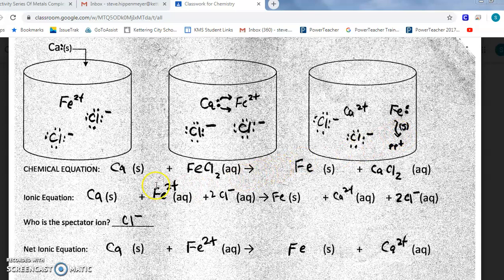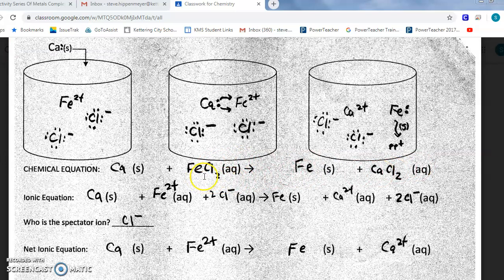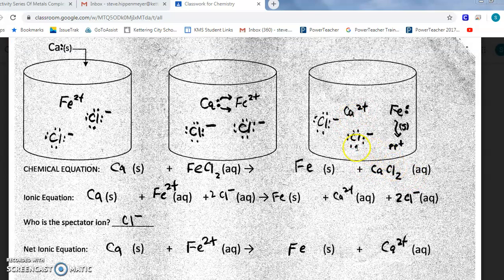So our chemical equation then shows that for every 1 calcium atom, it will react with 1 formula unit of iron 2 chloride. Aqueous again means it's pulled apart. When we're done, the iron Fe has been replaced by the calcium in the compound. So iron is with the chlorides there. Now calcium's with the chlorides here. But aqueous once again means that they are pulled apart. So the calcium's floating around by itself. The 2 chloride ions are floating around by themselves. But in the compound, they're written together.